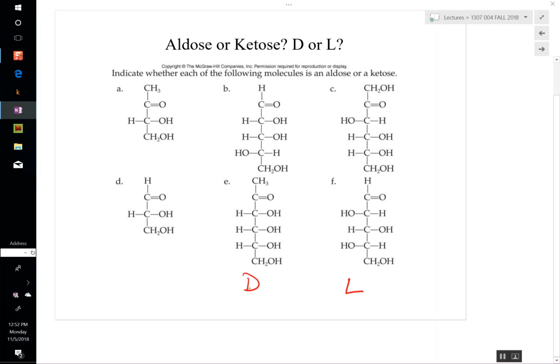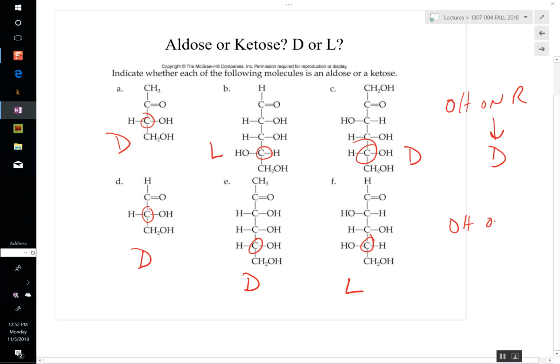This is D-glyceraldehyde. This is D. This one, L. And this one, D. At least it's the start of a D, at least for that carbon. Focusing on that carbon, the OH on the right is D. OH on the left is L.